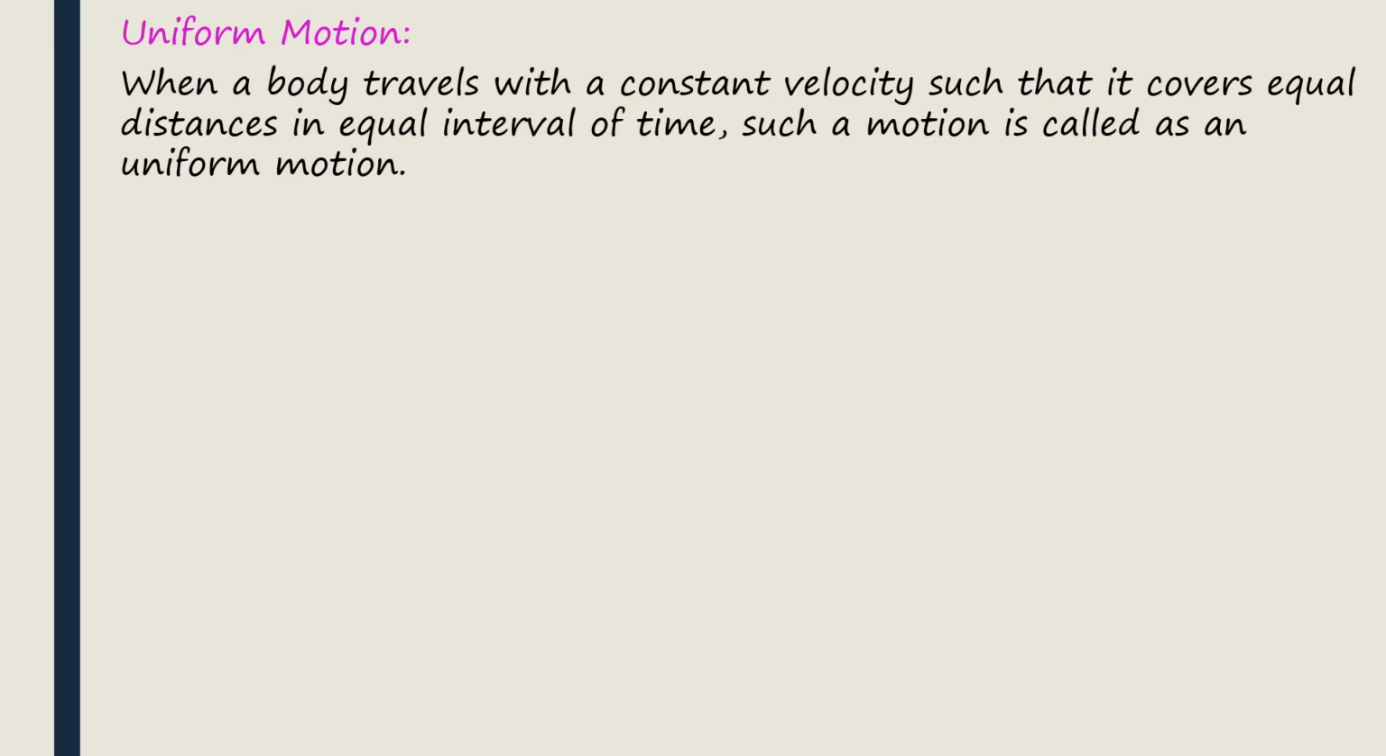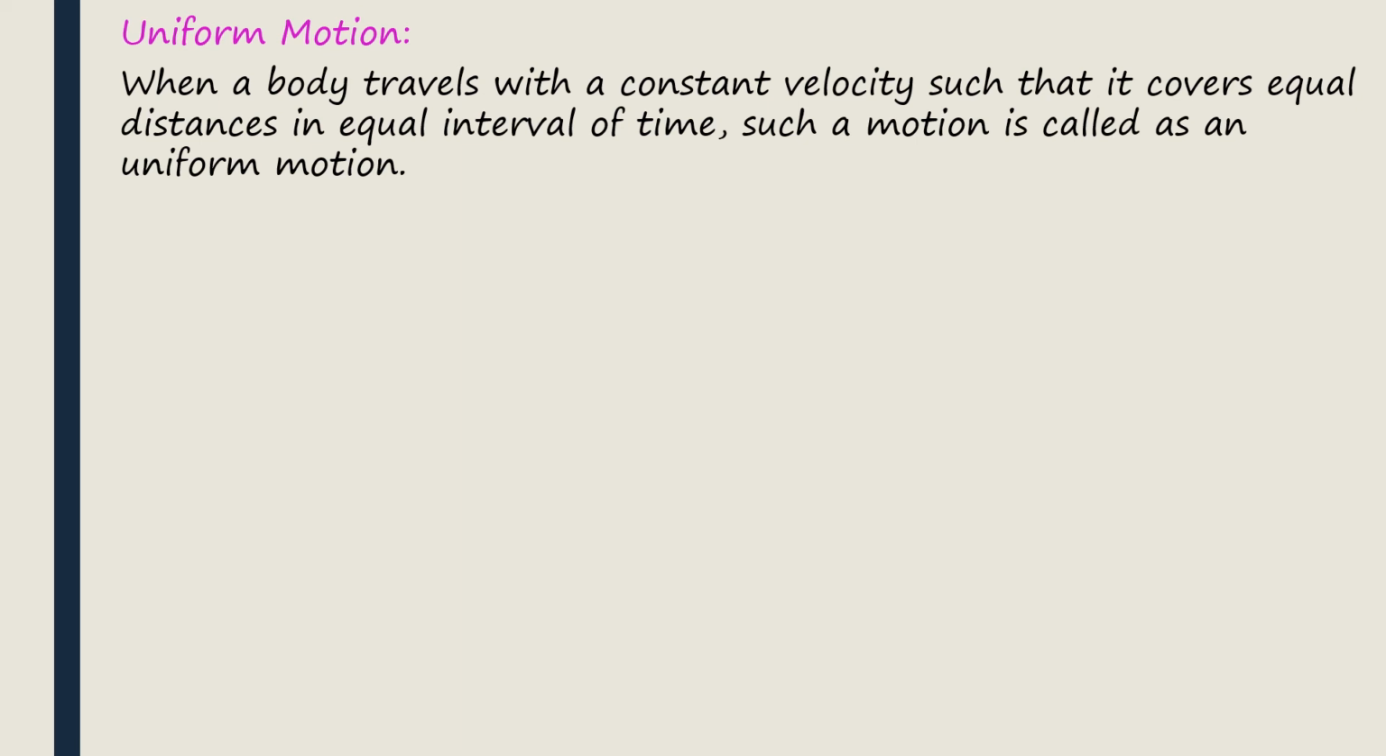So now let us get into the topic of uniform motion. Okay, so these are very easy and small topics. It would just get over like that. Okay, so just let us try to understand what uniform motion means. So when a body travels with a constant velocity such that it covers equal distances in equal intervals of time, such a motion is called an uniform motion.